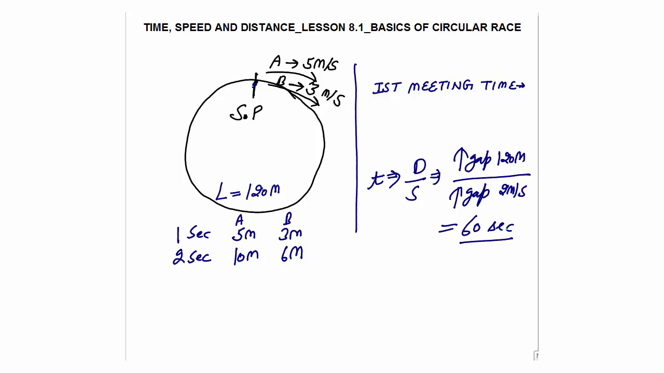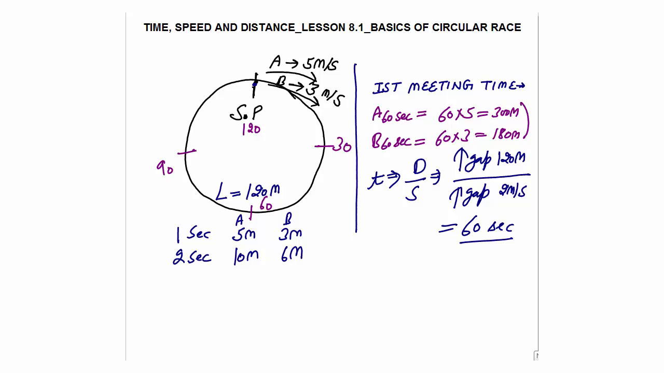Now you can verify this. In 60 seconds A will cover 60 into 5, 300 meter. B will cover 60 into 3, 180 meter. You can see that the gap between these two once they meet for the first time is 120 meter. That is the length of the track.